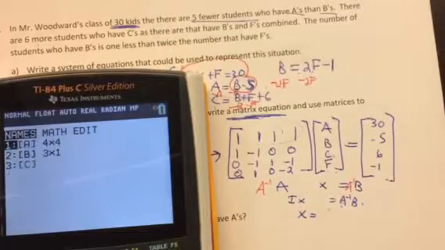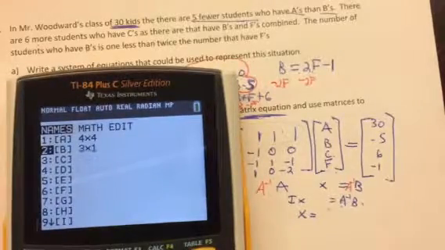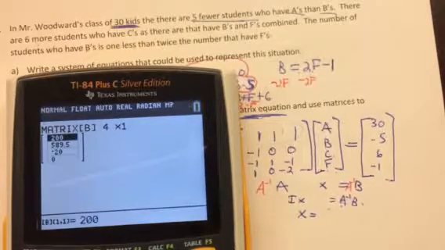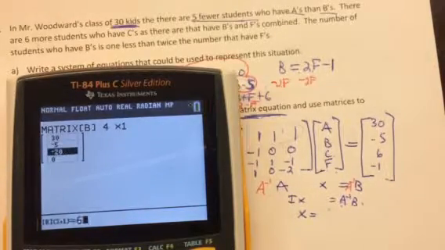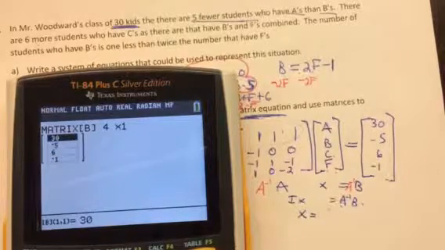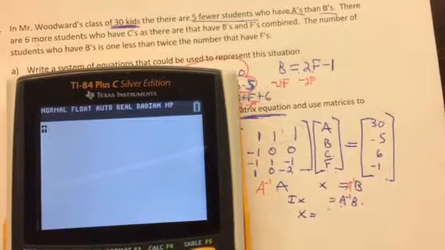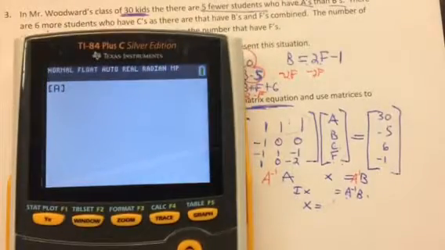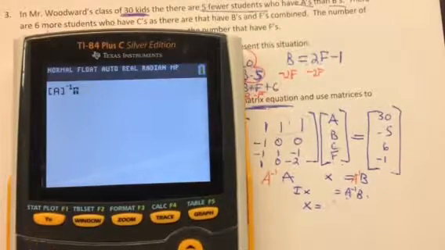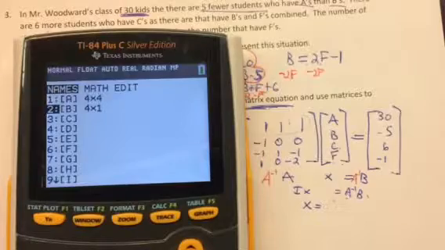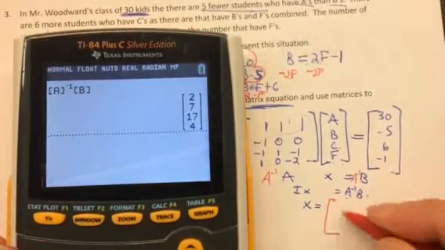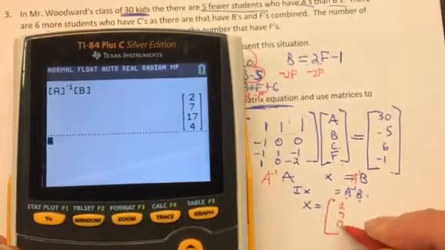We also need to go back to matrix and put in matrix B. We're going to edit it. And this is a 4 by 1 matrix. 30, negative 5, 6, negative 1. We quickly go back to the main screen and we just type in A inverse, which is the same button as matrix just without pressing second. A inverse times matrix B. And this gives us our answer. Our answer is x equals 2, 7, 17, 4.